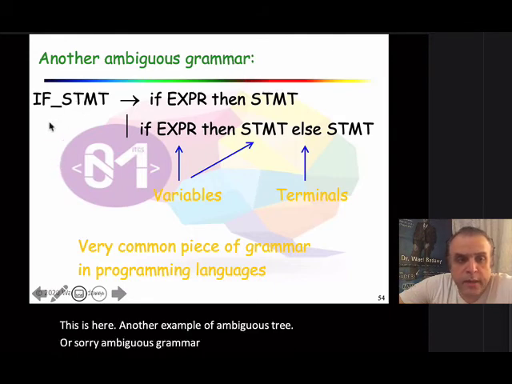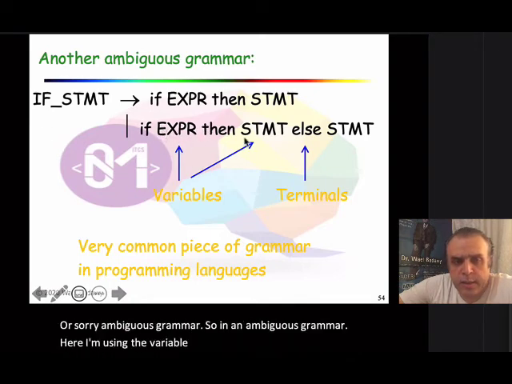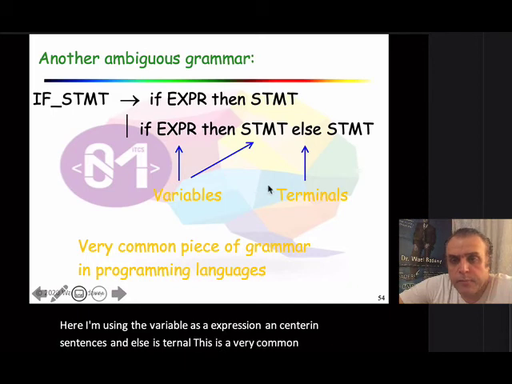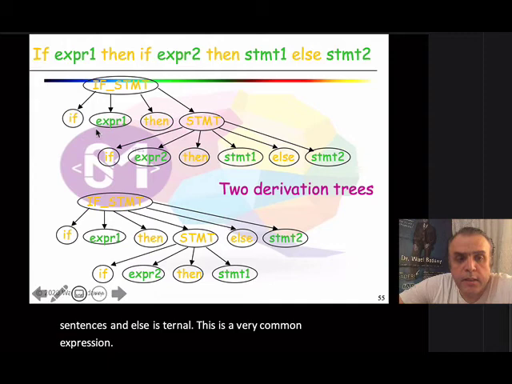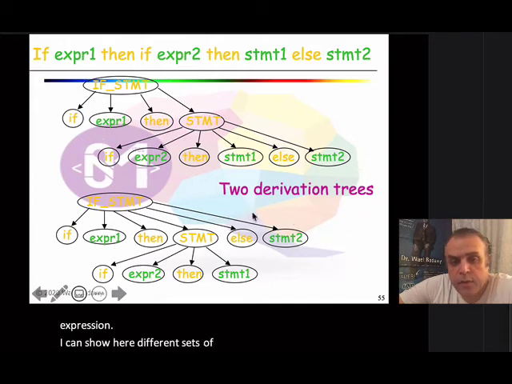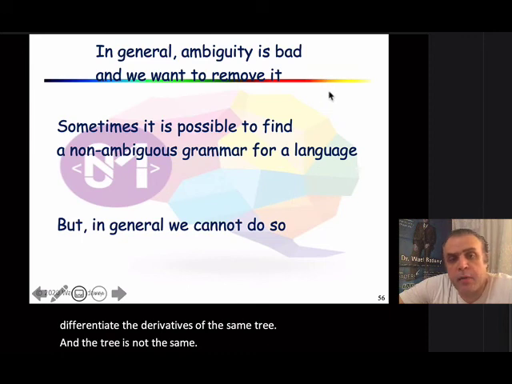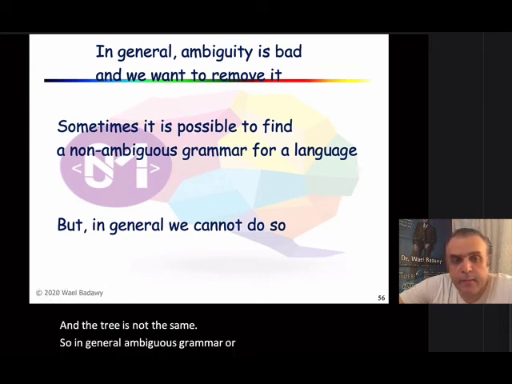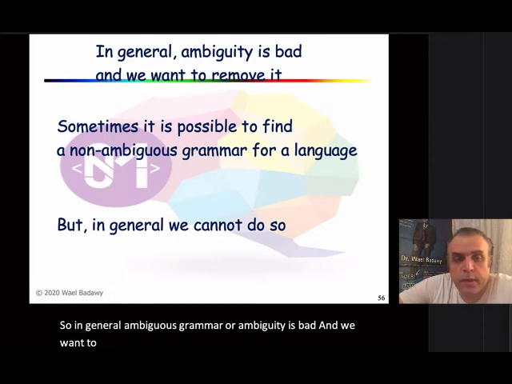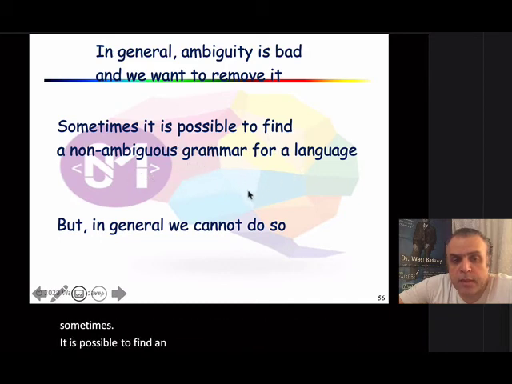So in an ambiguous grammar, here I'm using the variable as expression and sentences, and else is terminal. This is a very common expression. I can show here different sets of trees. So I do have two derivations of the same string, and the tree is not the same. So in general, ambiguous grammar or ambiguity is bad, and we want to minimize it or we want to remove it. However, sometimes it is possible to find a non-ambiguous grammar for a language, but in general we cannot do so.